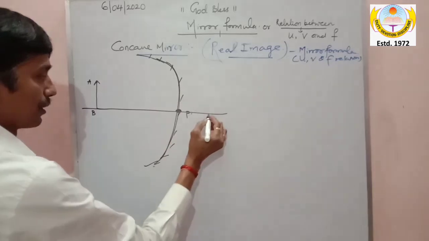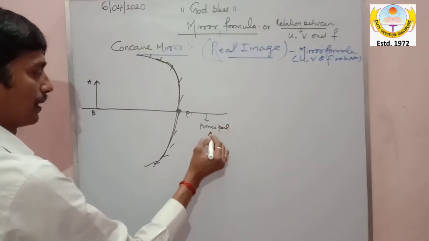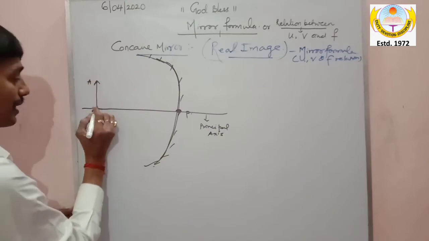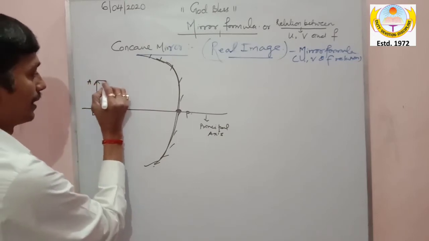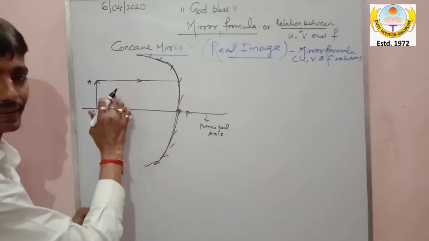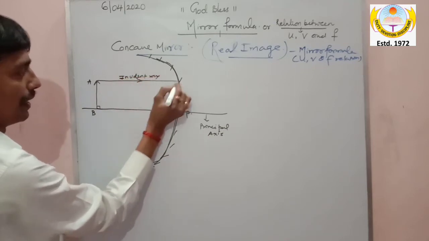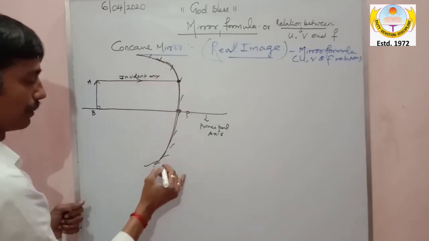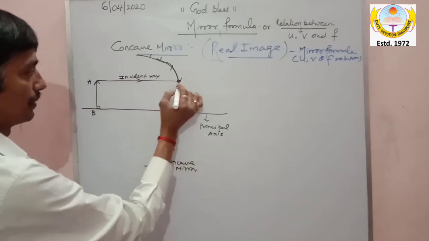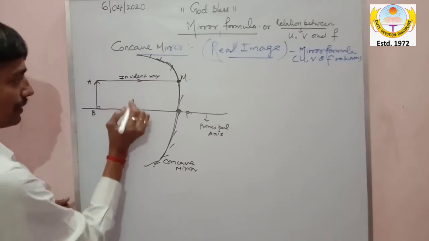Okay. This is your principal axis. And this is your extended object on the principal axis, like perpendicular. The incident ray will go from here parallel to the principal axis. This is the incident ray, so here I will write incident ray. Let it fall on the concave mirror, say at point M. You can see. And let, my dear, this be one incident ray.